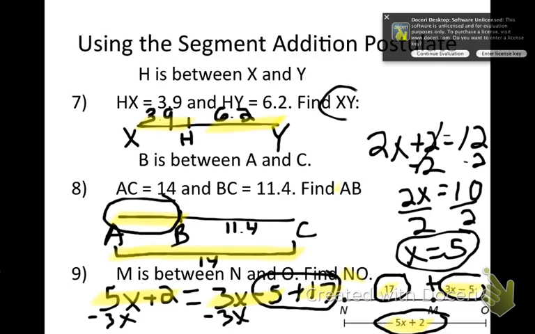But what do I need to solve for here? What am I trying to find, Max? So, trying to find NO here. So I'm going to take this 5, plug it in right down there. 5 times 5 is 25 plus 2 NO equals 27. Or 27 units here. Okay. Try these 3.